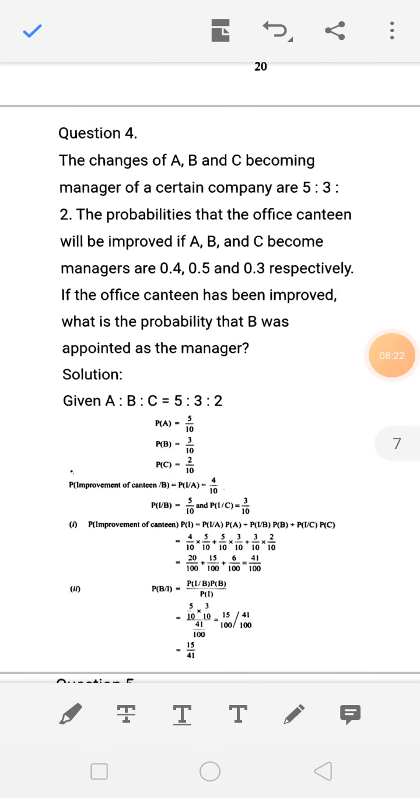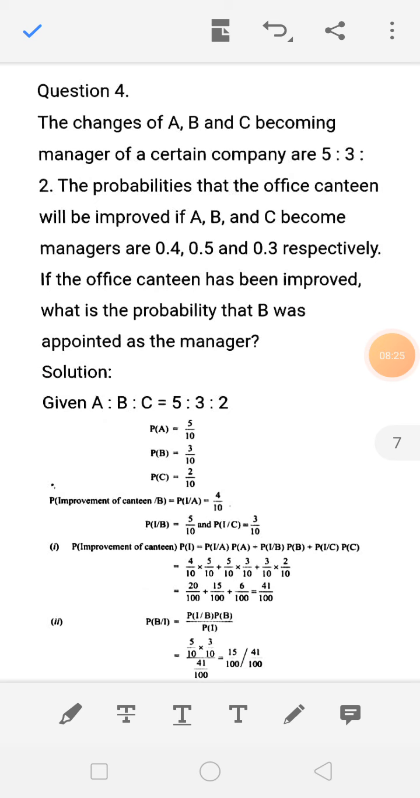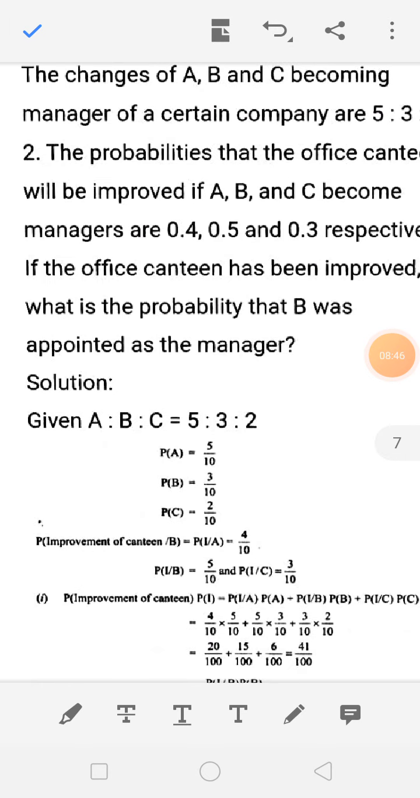Look at the fourth question. The chances of A, B, C becoming the manager of a certain company are in the ratio 5 is to 3 is to 2. The probability that the office canteen will be improved if A, B, C becomes manager is 0.4, 0.5, 0.3 respectively. If the office canteen has been improved, what is the probability that B was appointed as the manager? First of all, A, B, C are given, so the ratio is 5, 3, 2. So 5 plus 3 plus 2, totally how much? 10.